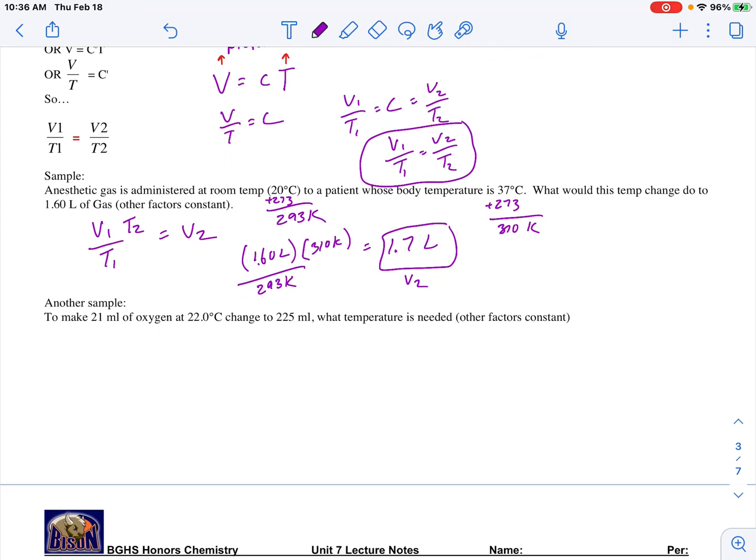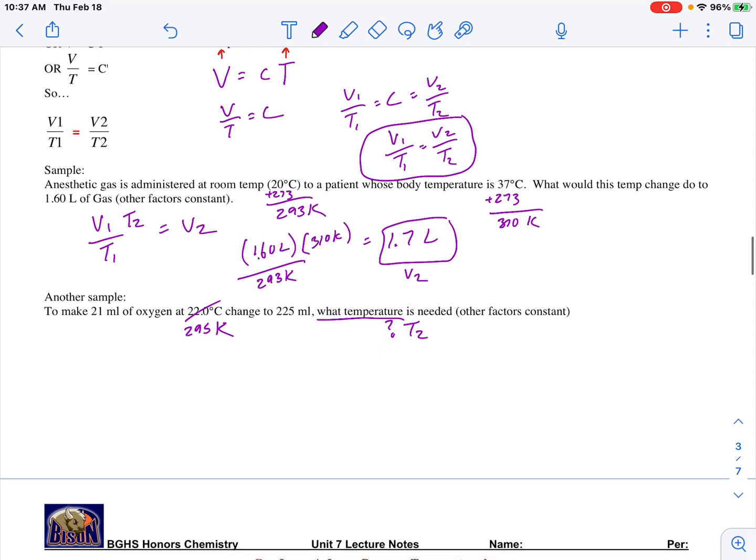Okay, let's try the second example. So I have two temperatures. The first thing, let's convert them. So this is going to be 295 Kelvin. Oh, they're asking for the temperature. So T2 is what's being asked. All right, so we'll rearrange the equation to solve for T2. So if V1 over T1 is equal to V2 over T2, hopefully you recall that we don't want to solve for variables in the denominator, right? You want to bring it up into the numerator if we're going to be solving for it.